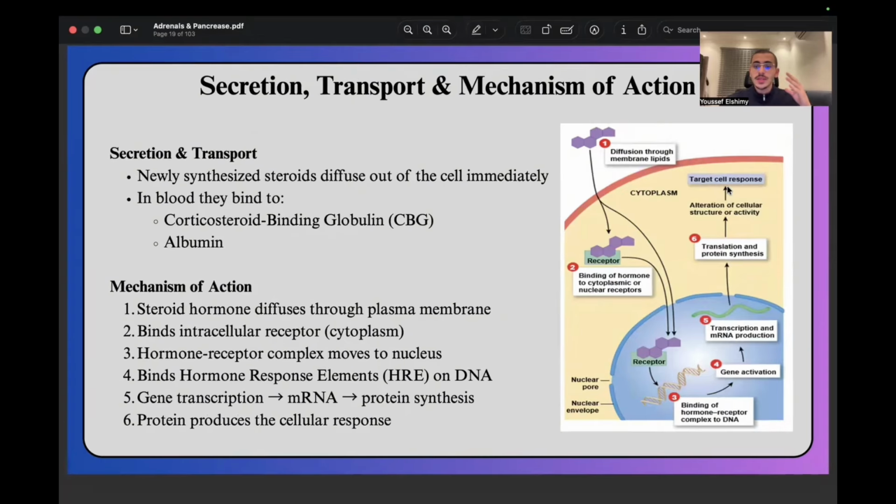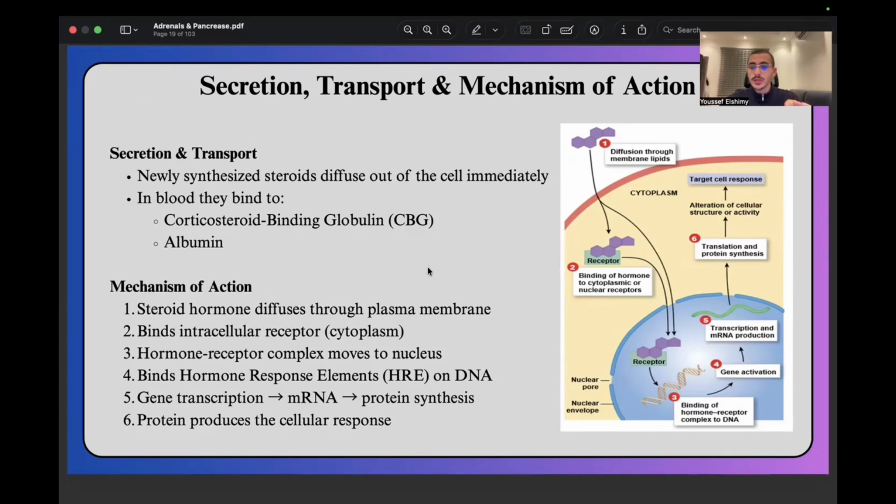Okay, so when we're done, we have produced glucocorticoids, mineralocorticoids, and androgens. What happens? These steroids are lipophilic, so they diffuse out of the cell immediately. And since they are lipophilic, they need to bind to protein to become more hydrophilic in order to get transported in blood. So these hormones bind to corticosteroid binding globulin, or CBG. Around 90% of them bind to CBG, and 5 to 7% bind to albumin in order to be transported in the blood.